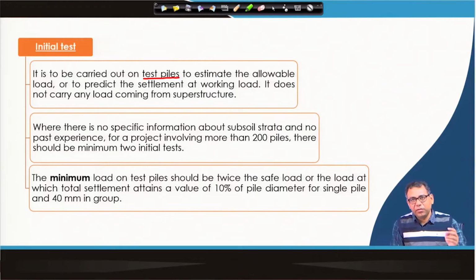That means we first have to calculate theoretically what would be the safe load for a particular pile. Then you have to apply the load during the pile load test up to twice the safe load, or if before that the settlement of the pile attains a value of 10% of the diameter for a single pile or 40 millimeter for a group pile, then we will stop. Either we will go up to 2 times the safe load, or we will go to 40 millimeter settlement for a group pile or 10% of diameter settlement for a single pile. Okay.